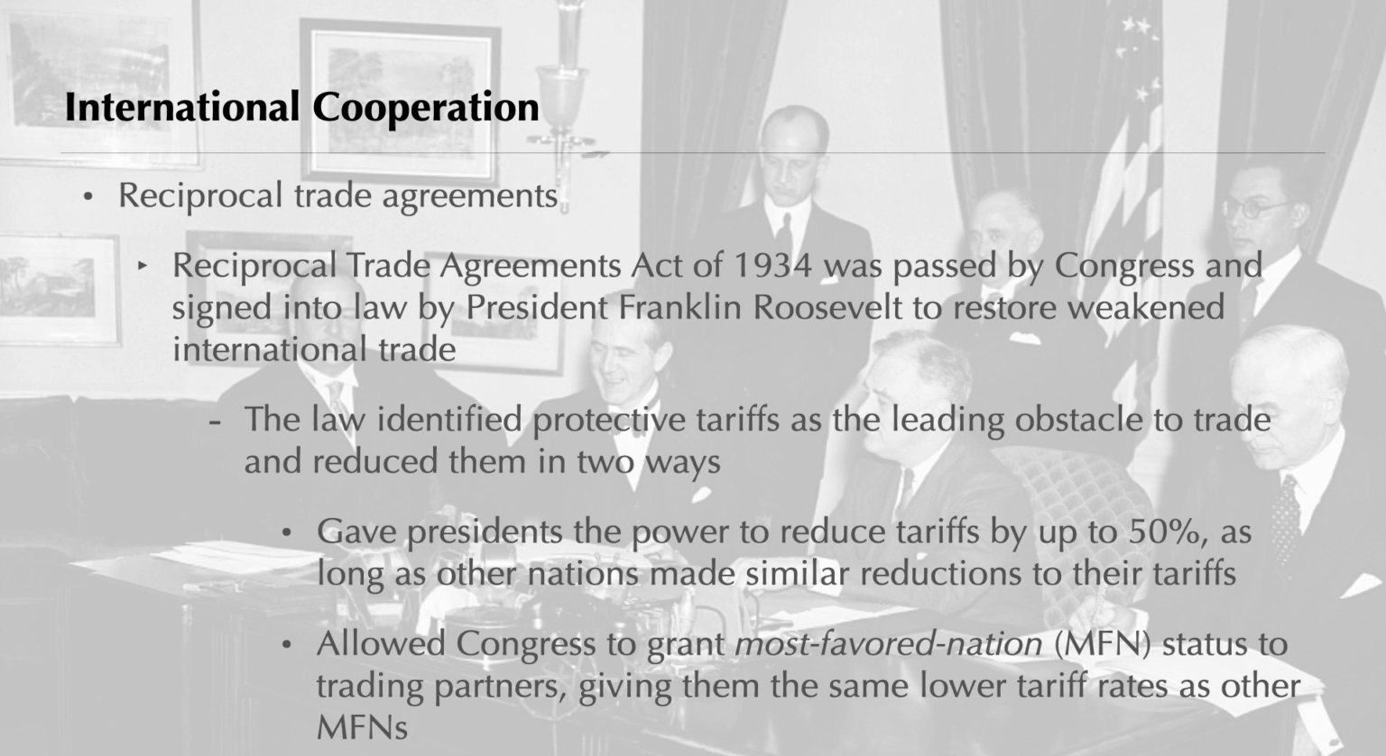First, it gave the president power to reduce tariffs by as much as 50%, provided that other nations made similar compromises regarding trade regulations. Second, it allowed Congress to grant Most Favored Nation, or MFN status, to U.S. trading partners. Any partner awarded this status pays the same preferred tariffs as those paid by all such partners. Thus, if the United States lowers the wheat tariff from 20% to 10% for one MFN, the tariff reduction automatically applies to all other MFNs.